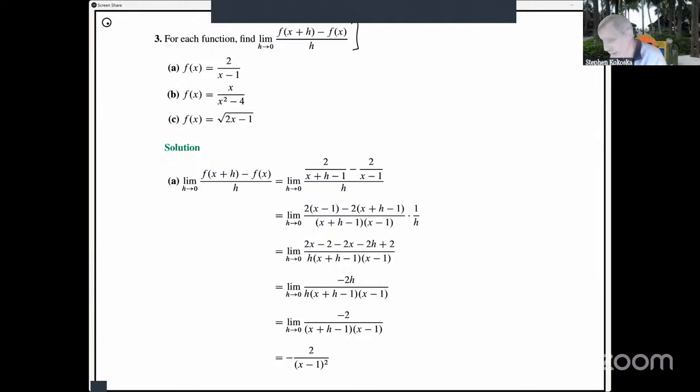All right, let's take a look at this expression right here. The limit as h goes to 0 of f of x plus h minus f of x divided by h, the limit of this difference quotient. And let's see what we can find that limit for each of these functions.